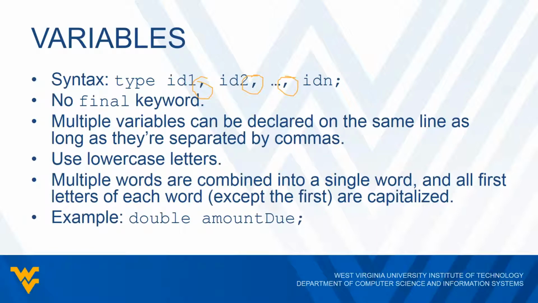So let's take a look at an example here. This would be a variable that we call amountDue. So we have our type, which is double, and then we have the words amount due. They're combined together and the D is capitalized, and then we end with a semicolon.